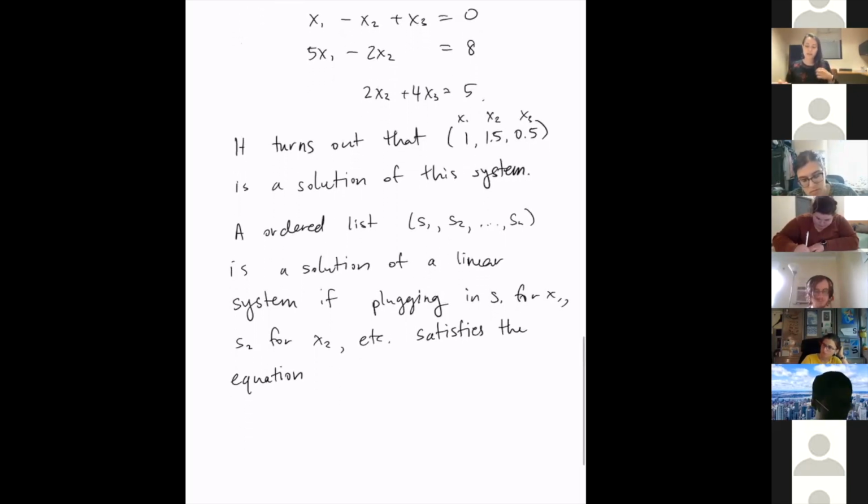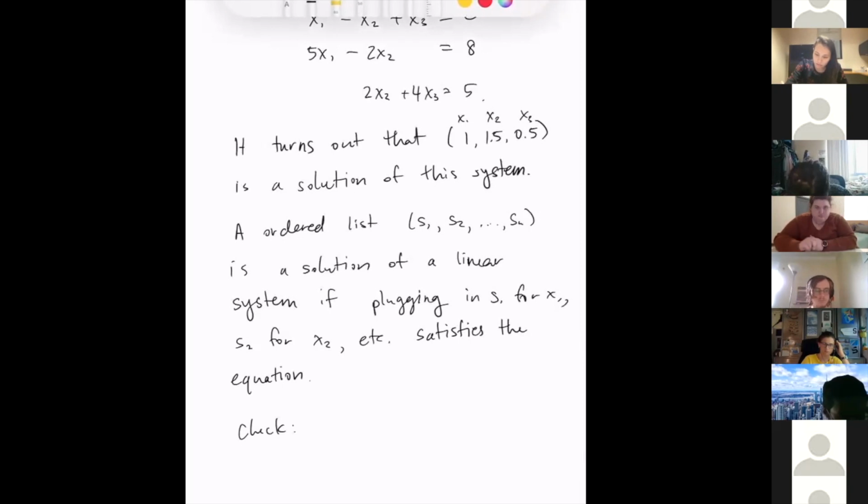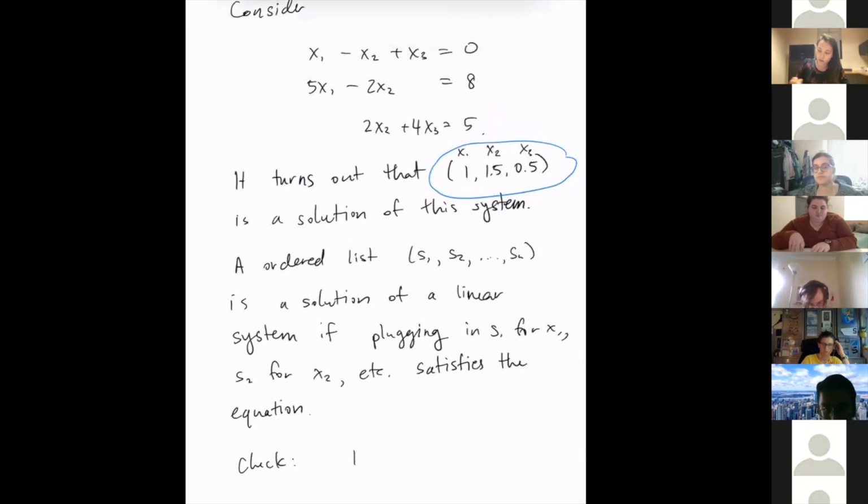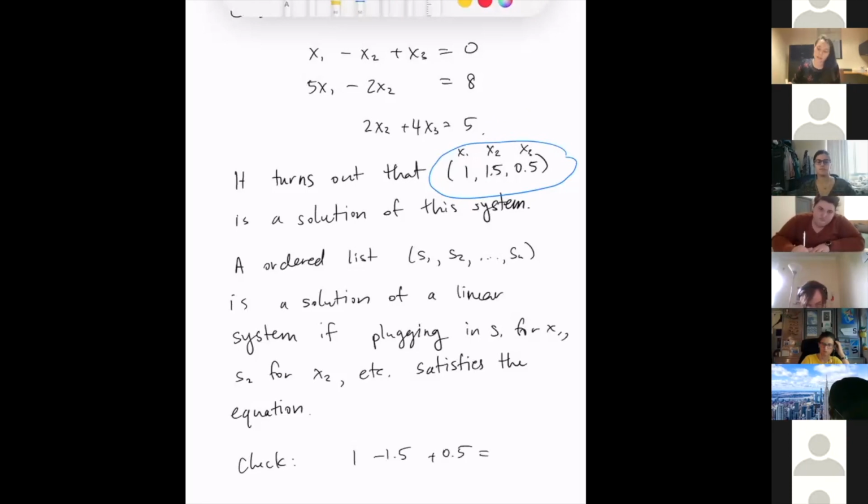Okay, so we can check that this thing that I told you was a solution of this system is actually a solution, just by plugging it in. What we would do is start with the first equation and plug in 1 for x1, 1.5 for x2, and 0.5 for x3. If we add those up, we just get 0. So it does satisfy the first equation because the left-hand side, when we plugged it in, is equal to the right-hand side, which was just 0.